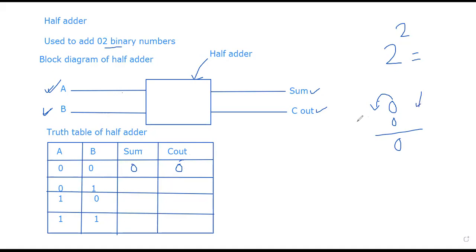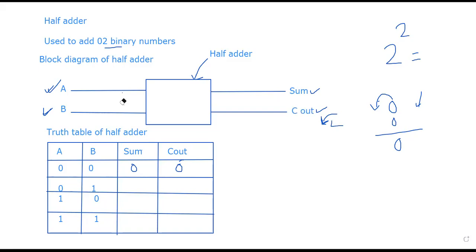Now let us take a decimal addition like 4 and 2. Once you add 4 and 2, it's going to be 6. So for an example, the sum is going to be 6, and do we have any carry out? No. So carry out is going to be 0, right? Just I wanted to show that for you guys.